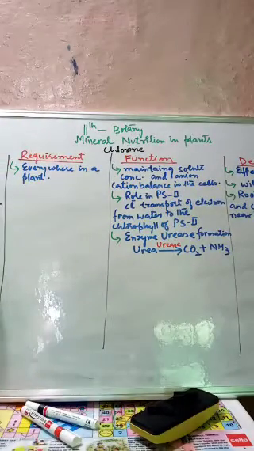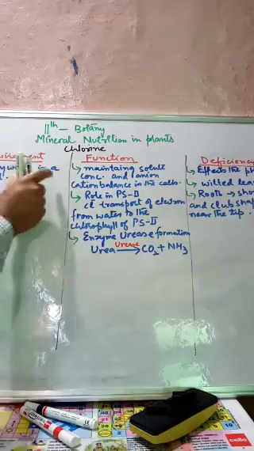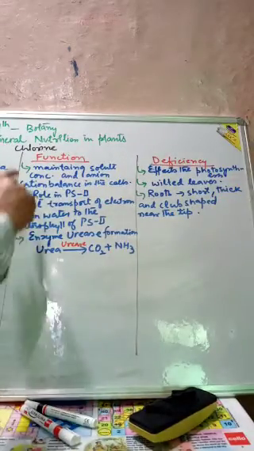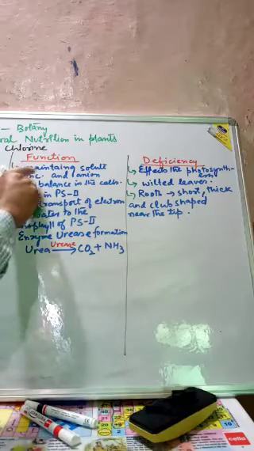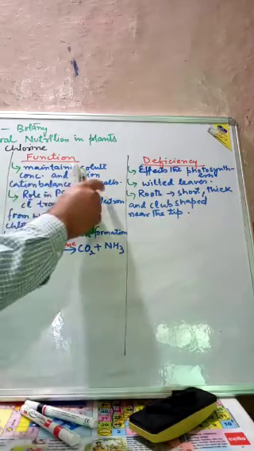Its source is that it is absorbed by the plant in the form of the chloride anion, that is, chloride ion. Second, it is present everywhere, it is required everywhere in the plant. The functions performed by this chlorine are that it helps in maintaining the solute concentration and anion-cation balance in the cell.